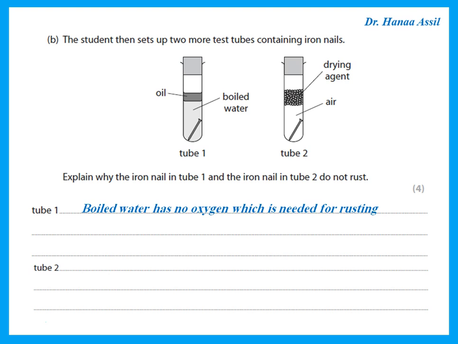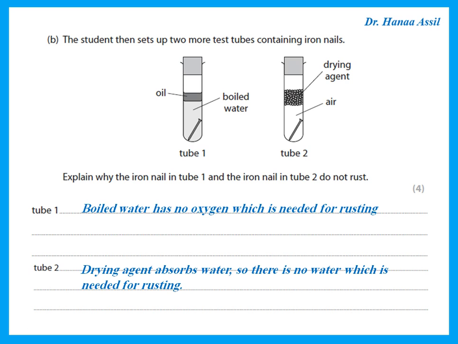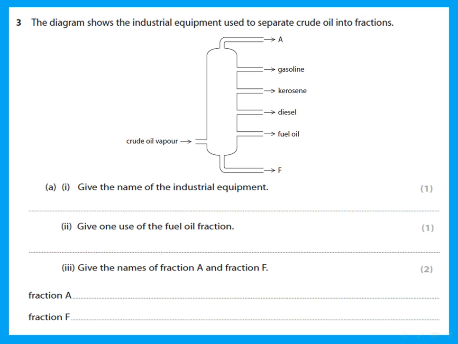Now, tube 2, why isn't the nail rusting? Well, because the drying agent absorbs the water. That means the nail doesn't have any water, and this is needed for rusting. The diagram shows the industrial equipment used to separate crude oil into fractions. Give the name of this equipment. We use what to separate the crude oil into fractions? We use a fractionating column.